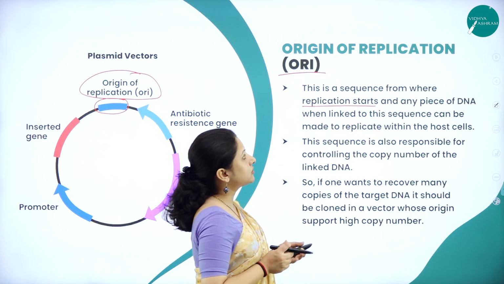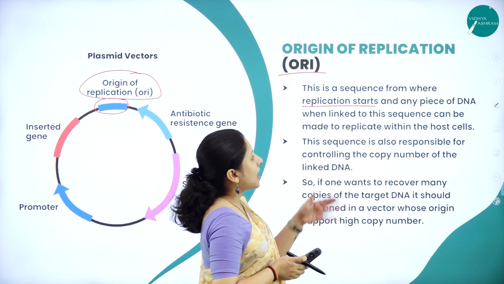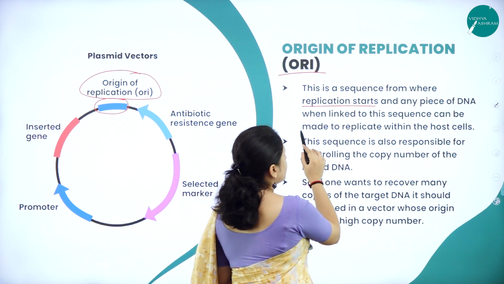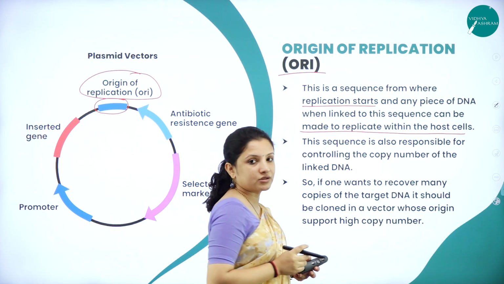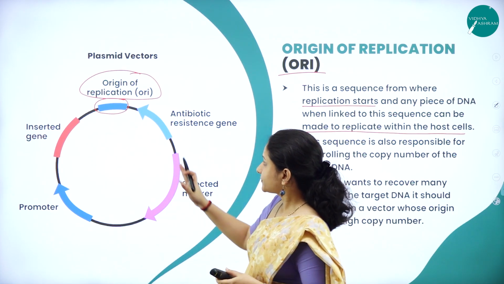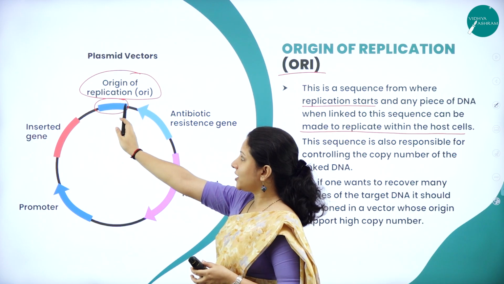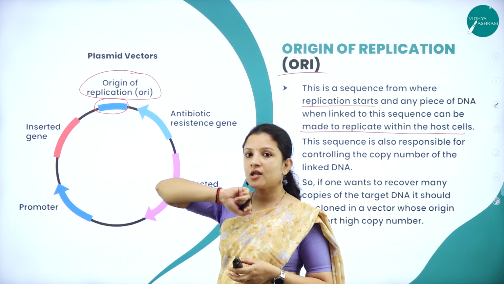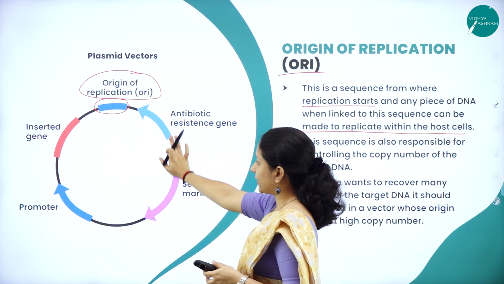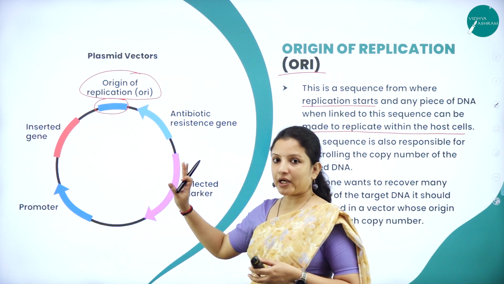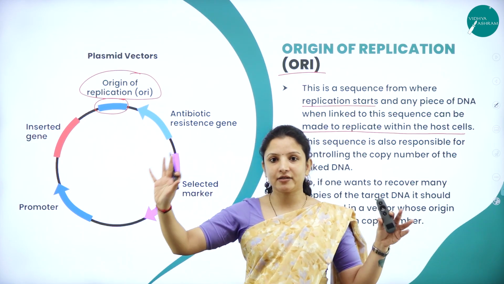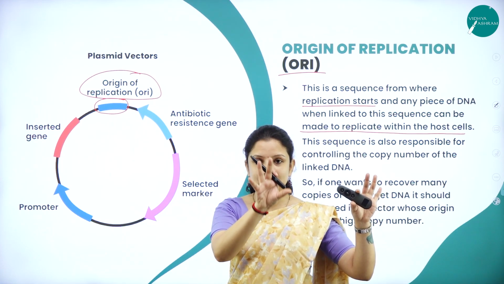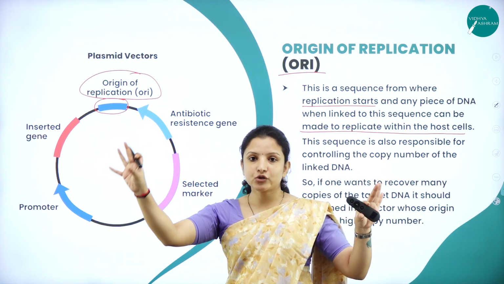So this is a sequence from where replication will start, and any piece of DNA when linked to this particular sequence can be made to replicate within the host cell. Now what we do is, we have introduced the foreign DNA into this particular region of origin of replication, and this particular vector, that is a plasmid vector, has been put into plant B, right? So therefore this vector is carrying the desired DNA from plant A into plant B.